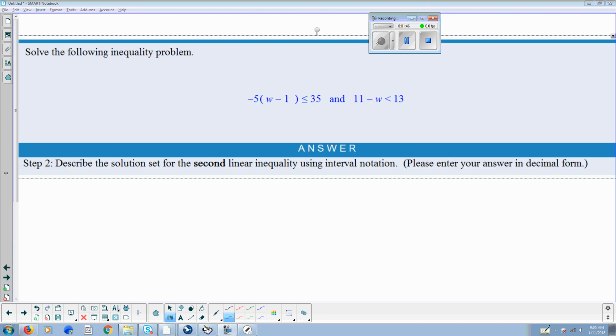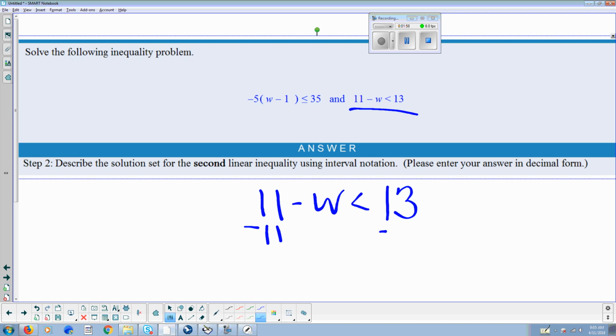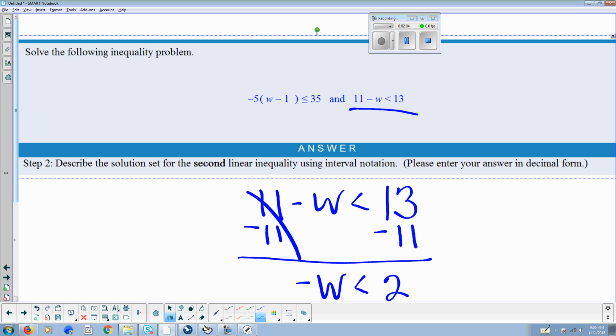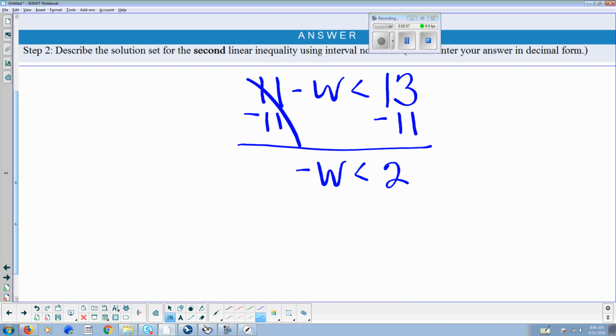Okay, part 2 of the questions is to describe the solution set for the second linear inequality using interval notation. Looking at the second one, 11 minus w is less than 13. We're going to subtract an 11 on both sides, leaving negative w is less than 2. Divide by negative 1. And that gives me w is greater than negative 2, flipping the inequality because we divided by a negative.